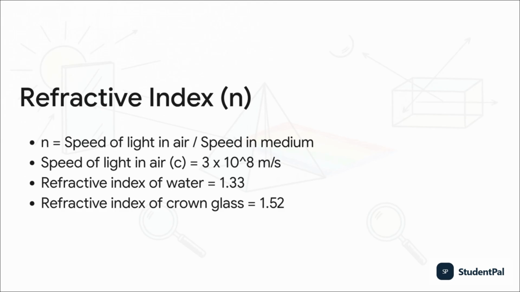It's incredibly fast, but it physically slows down when it hits a denser medium. The absolute refractive index is just the speed of light in air, c, divided by the speed of light in the new medium, v. Because light gets bogged down more in solid crown glass than it does in liquid water, glass has a higher refractive index of 1.52, compared to water's 1.33. The bigger the index number, the more the light is going to bend.